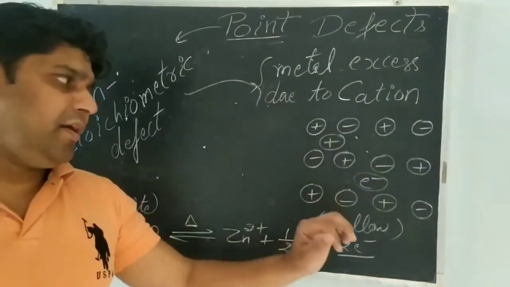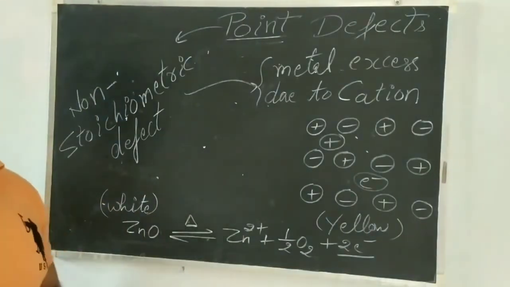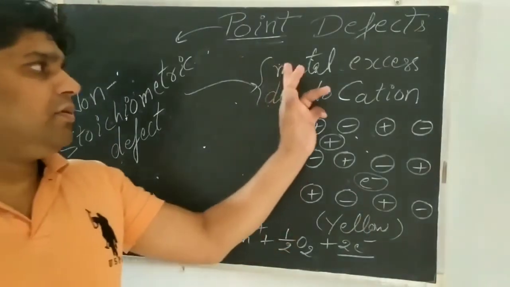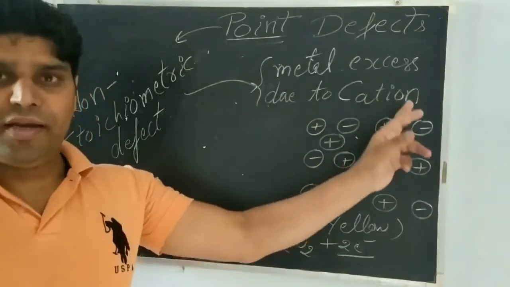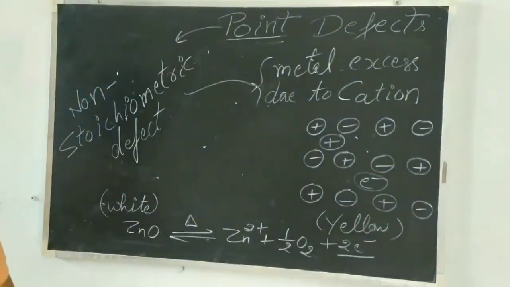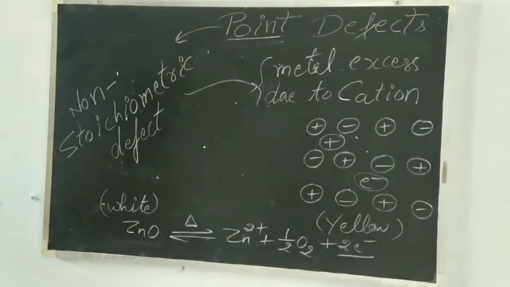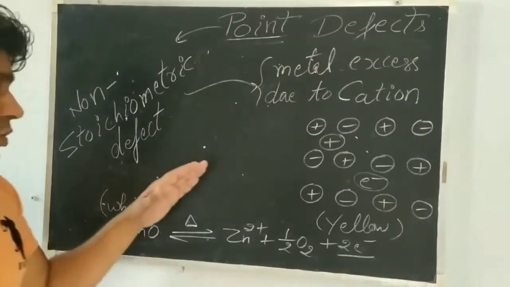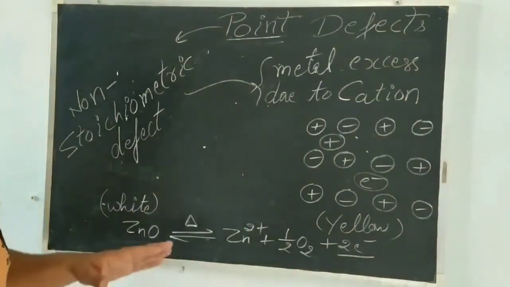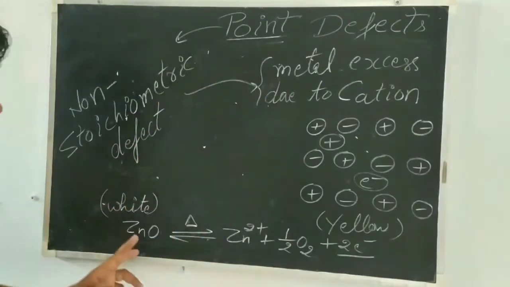When extra cations and free electrons are available at the interstitial sites, the defect is called metal excess defect due to cation, because the number of cations increases. When the number of cations increases, the molecular formula changes, the stoichiometry changes. So this is a non-stoichiometric defect. The most common example of metal excess defect due to cation is zinc oxide.